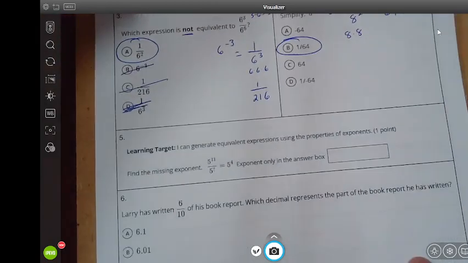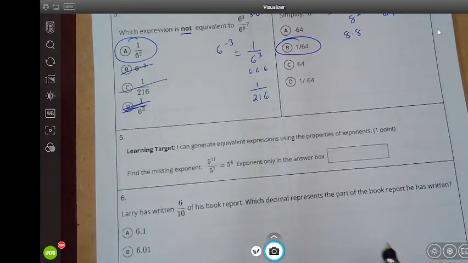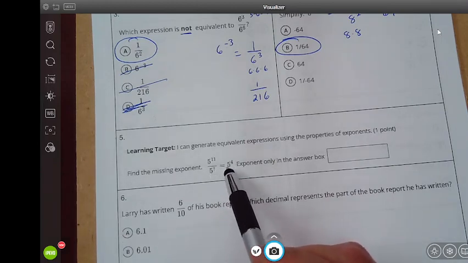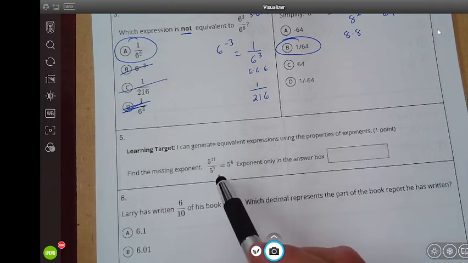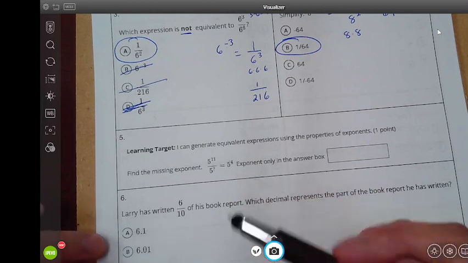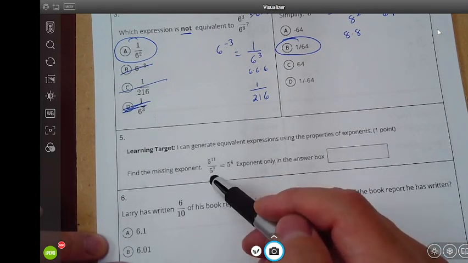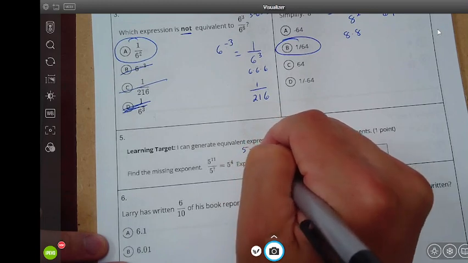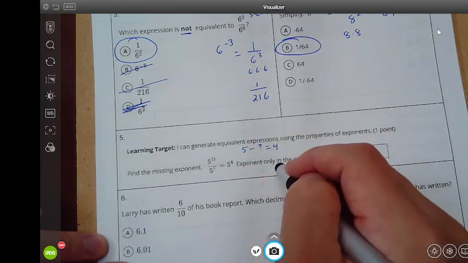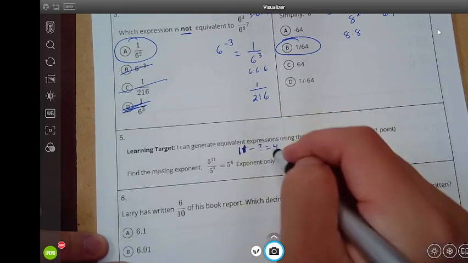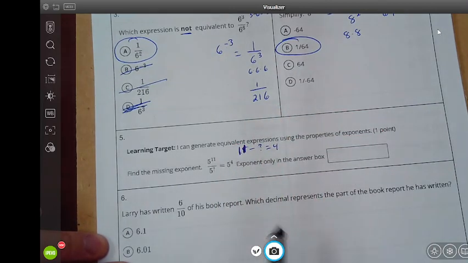Okay. All right, so now it says find the missing exponent. 5 to the 11th divided by 5 to the something equals 5 to the 4th. 11 minus what equals 4? Okay, because we know we're going to have to subtract because this is a division, right? Same base of 5. I'm sorry, 11. Keep making mistakes here. 11 minus what equals 4, right? 11 minus something equals 4.